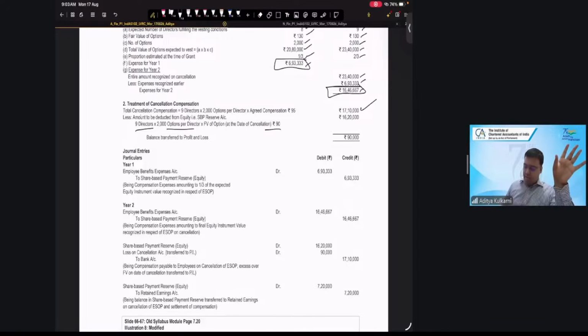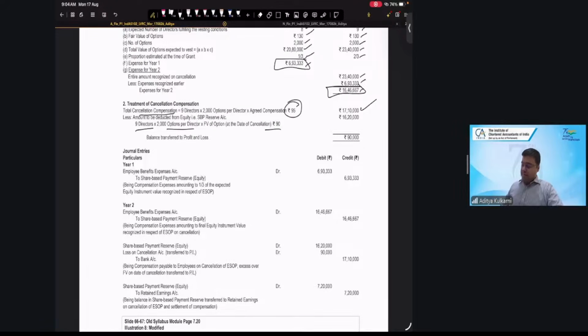Many times the question will be, why do I have to give a cancellation compensation? See, those directors in this case were with the company in the hope that they will get stock options. When you suddenly remove a stock option, because you made them wait for it and you are not giving it to them, you have to compensate them. So that is the compensation calculated here at the rate of rupees 95. Now the source of this compensation cannot go directly to the P&L, because the source of this compensation is the SBP reserve initially. Anything beyond the SBP reserve, yes, you can take it to the P&L.